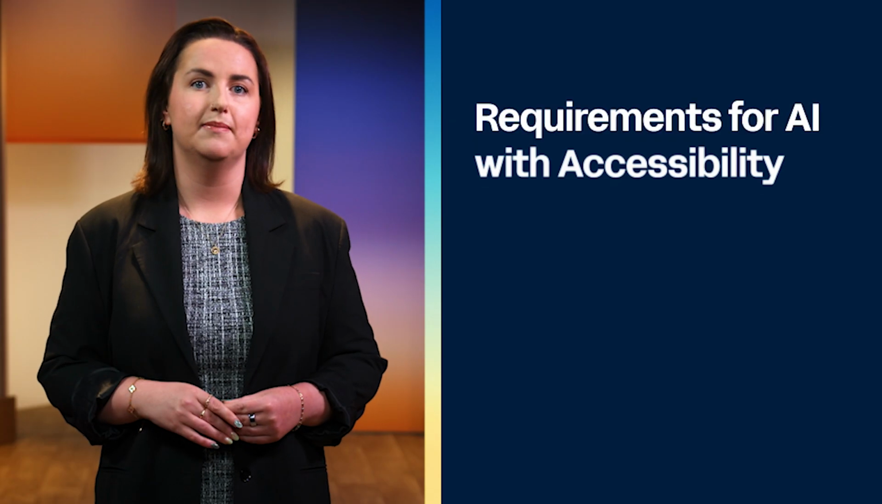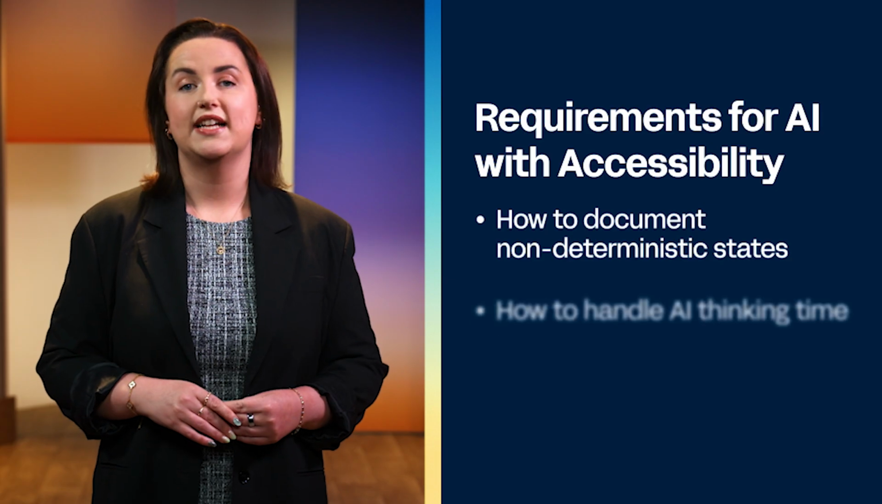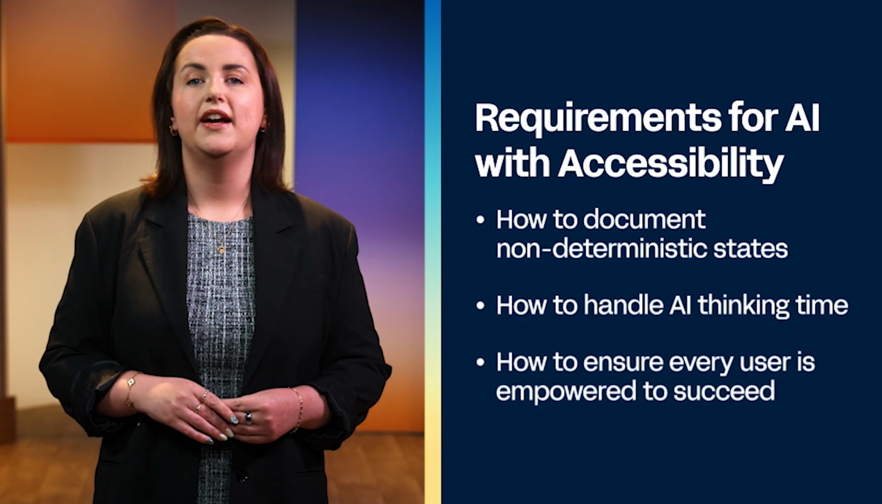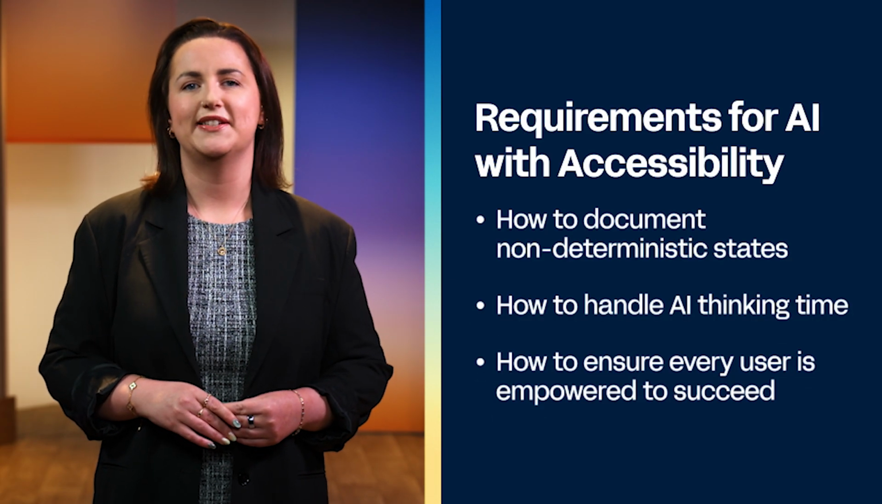If our designs only cover how the AI looks and not how it behaves for every user, we're leaving access to chance. And in software, chance, or a lack of intentional accessible design, presents a barrier to entry. Today, let's look at how we can begin to bridge that gap. We're moving beyond the standard accessibility checklist and diving into specific requirements for AI, like how to document non-deterministic states, how to handle AI thinking time, and how to ensure every user is empowered to succeed.